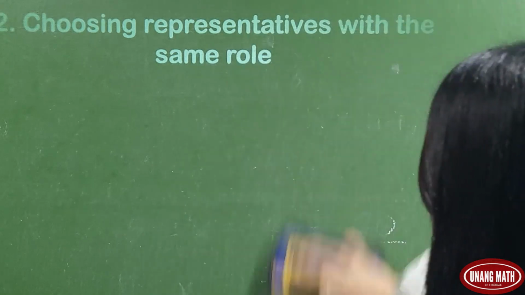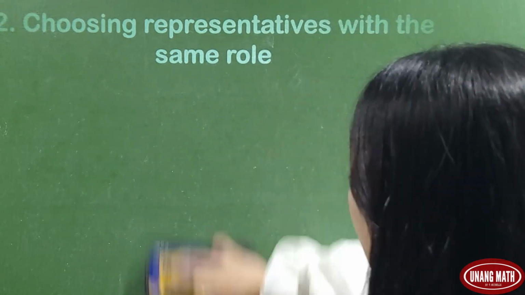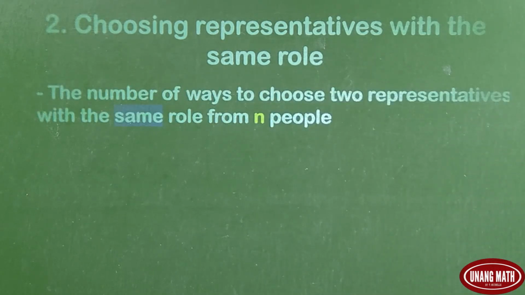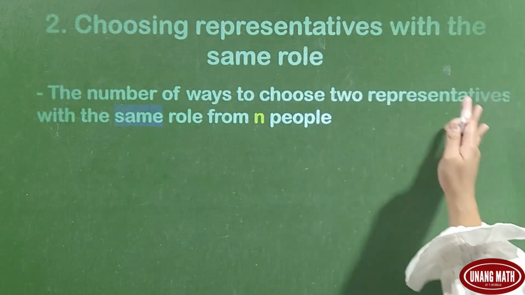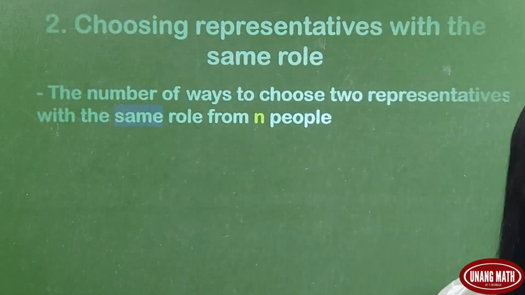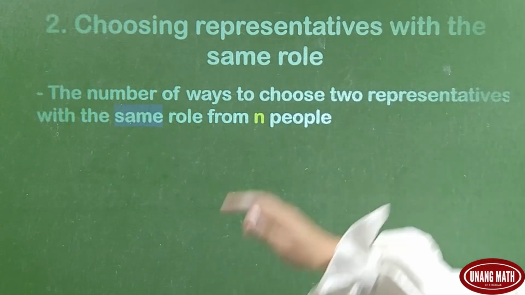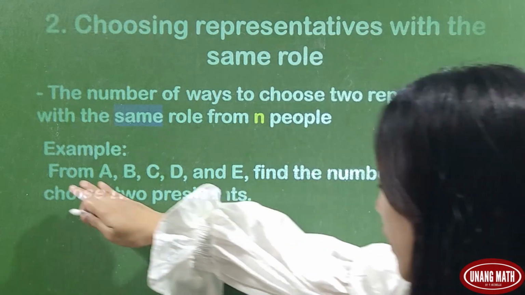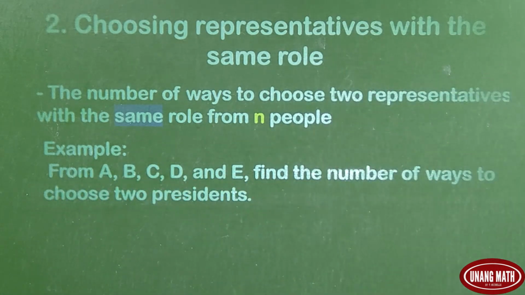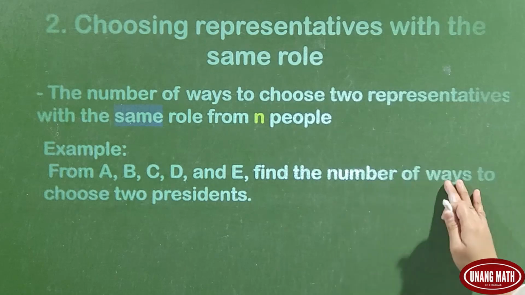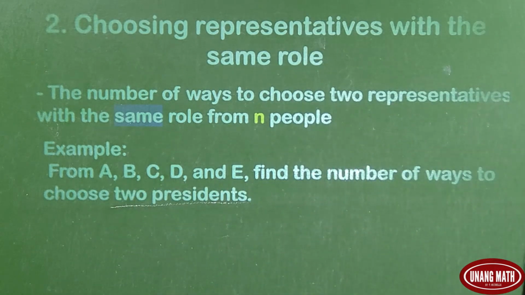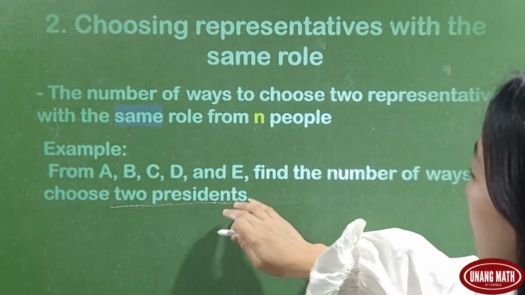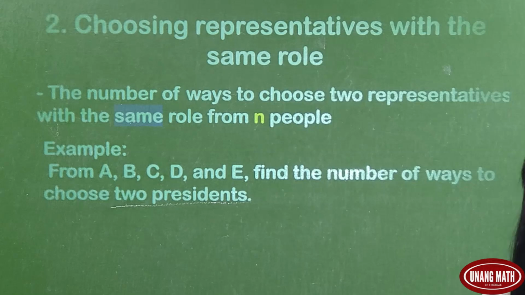Moving on to our second way. This is now choosing representatives with the same role. Let's find the number of ways to choose 2 representatives with the same role from n number of people. To explain this concept further, let's give an example. From A, B, C, D, and E, we will find the number of ways to choose 2 presidents. 2 presidents mean same role.